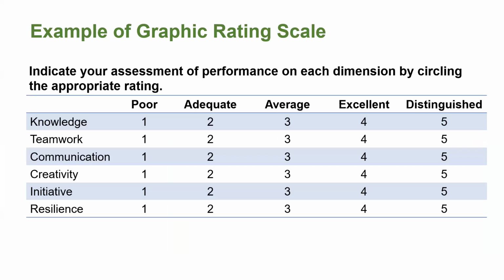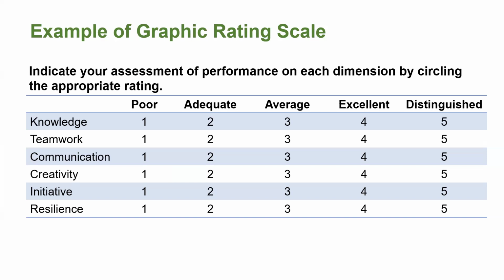So as you will notice with this example of a graphic rating scale, on the left, there's a list of desirable traits or characteristics: knowledge, teamwork, communication, etc. And then at the top, there are levels ranging from poor to distinguished. And these aren't the only levels you could use, but they are intuitive for our example. In this example, once you've determined your desirable traits and the levels you want to rate those traits on, you would rate each employee across each predetermined trait.